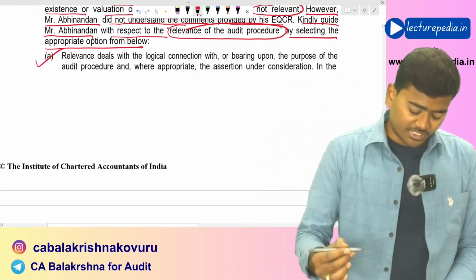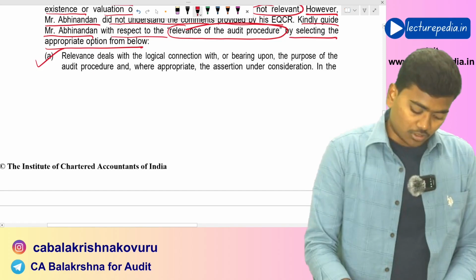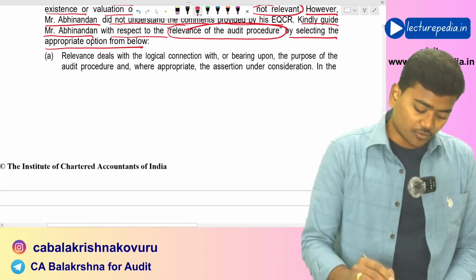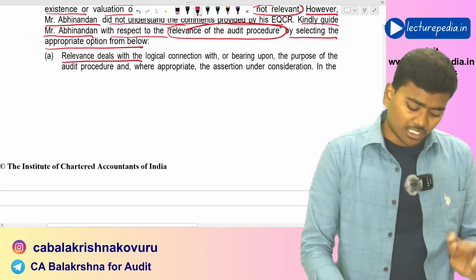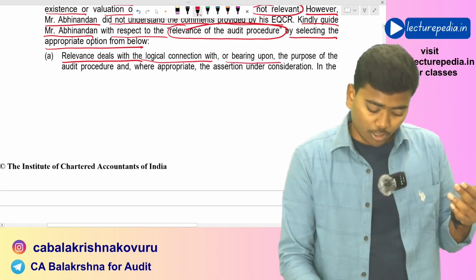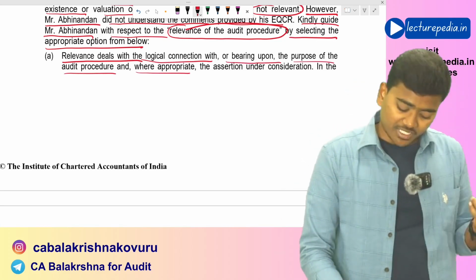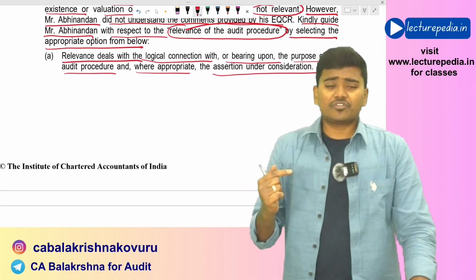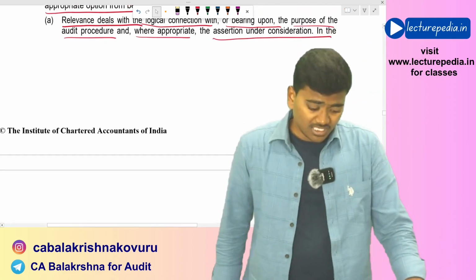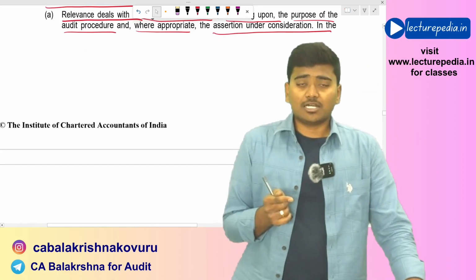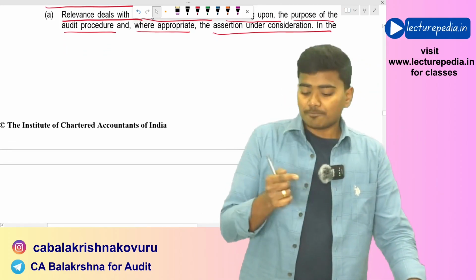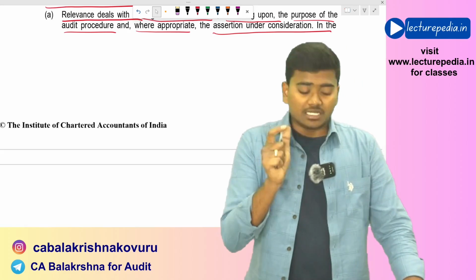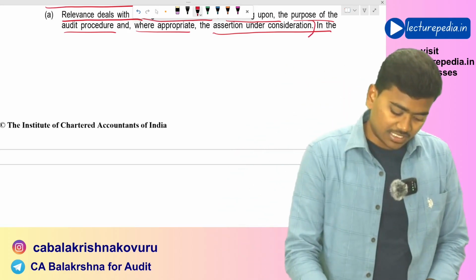First one, option A. First of all, read this. Relevance deals with the logical connection with or bearing upon the purpose of the audit procedure and, where appropriate, the assertion under consideration. Yes, that is the definition of relevance. The logical relationship between the audit evidence and the assertion is known as relevance. Up to here it is correct.